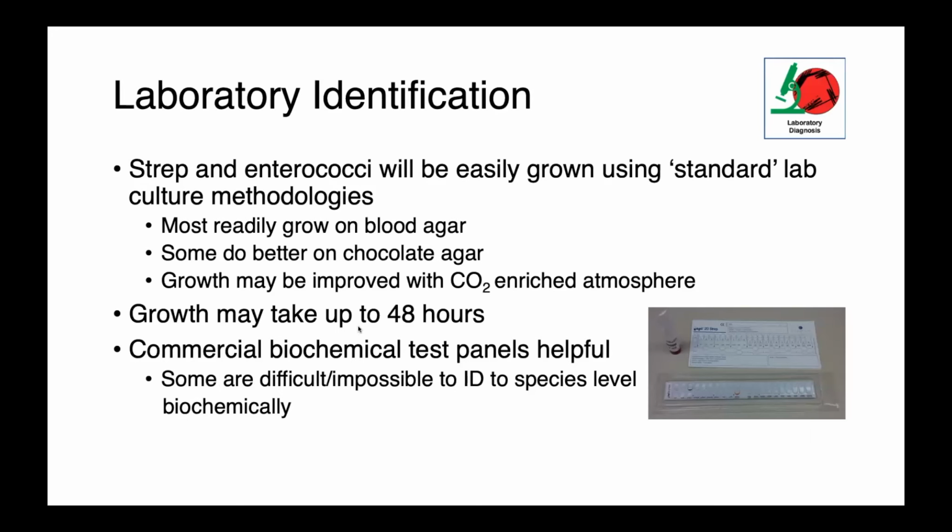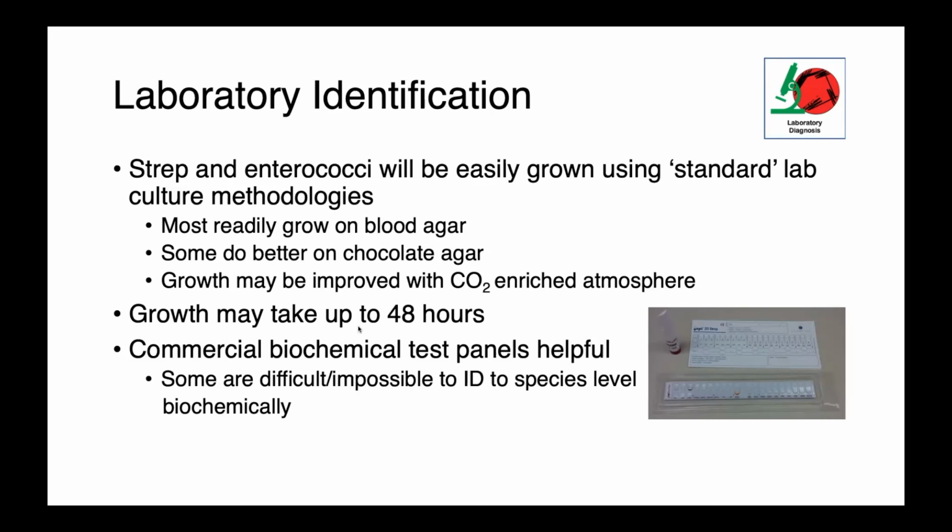Streps and enterococci will be easily grown using standard culture methodologies. Most will reliably grow on blood agar. Some do better on chocolate agar, which doesn't actually contain chocolate. It's actually blood agar, which is prepared in a different way. Typically blood is added to the molten agar after it's had a chance to cool down. In the case of chocolate agar, the blood is added while the agar is still hot, and so we get lysis of all the erythrocytes.